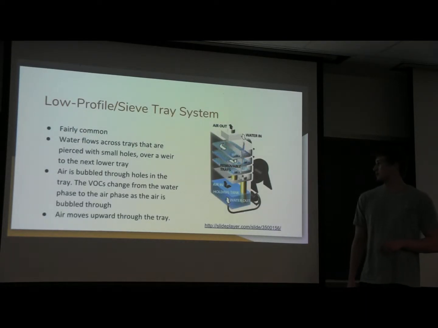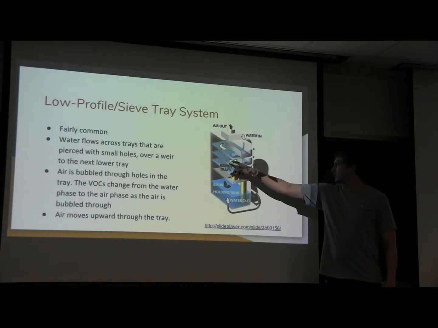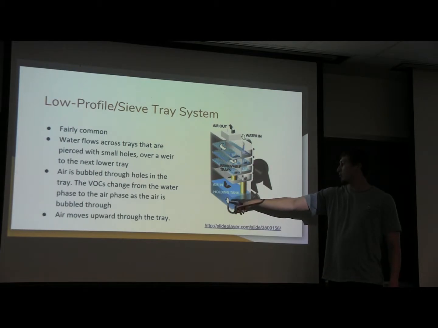Low profile or sieve tray system is a fairly common system that operates using sieve trays that have little holes in them. Basically the water runs over the top of the sieve tray and air bubbles up through those little holes through the water and removes the contaminants, and then is passed out through the top. So you can see here that the water will run across these sieve trays, air will bubble up through the top and out, and then the treated water will be down at the bottom.